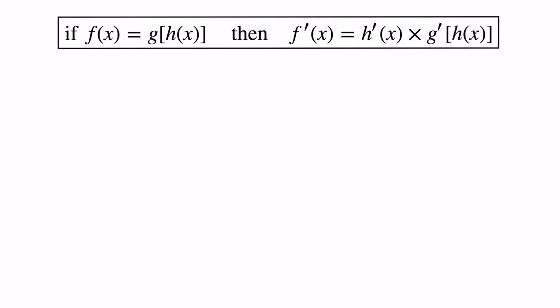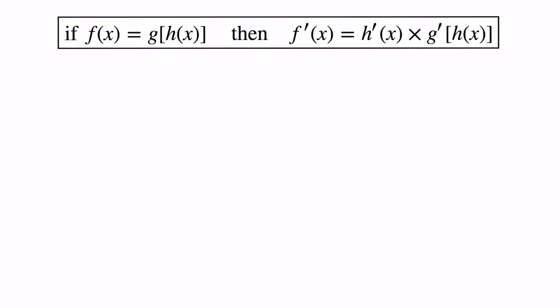In this video, we'll be learning about the chain rule, which will allow us to differentiate composite functions. So to begin with, we're reminded of the formula at the top of this page, which states that if f of x equals g of h of x, then its derivative, f dash of x, equals h dash of x times g dash of h of x. Now, let's get started and see how we can use this formula to differentiate composite functions.